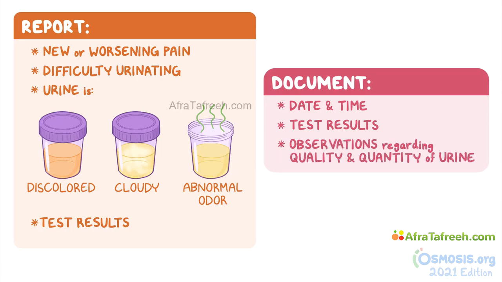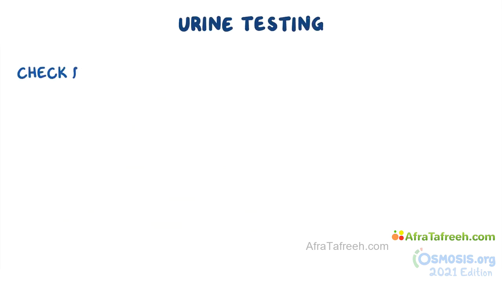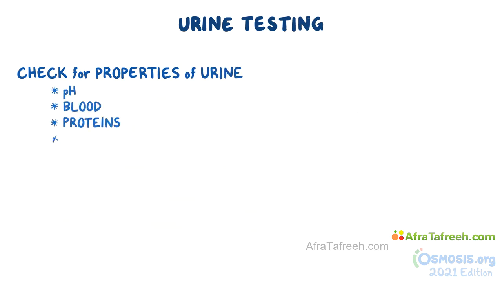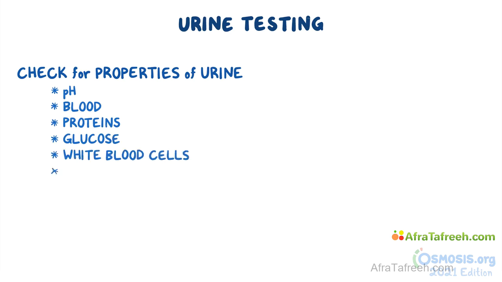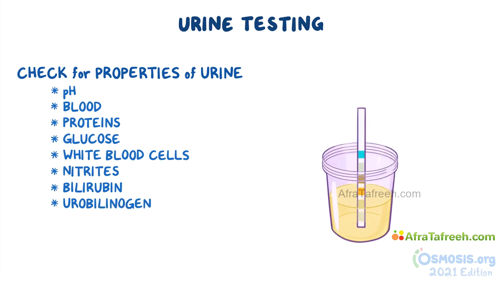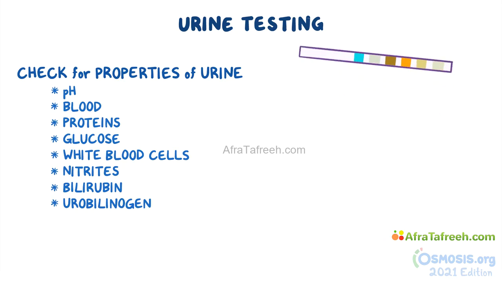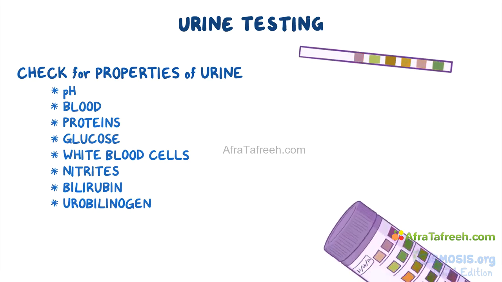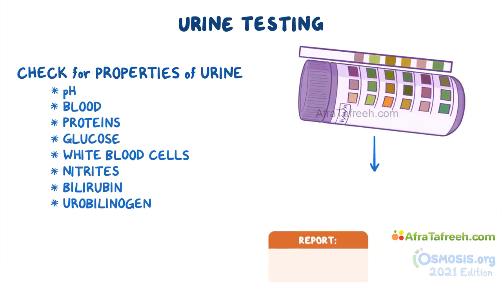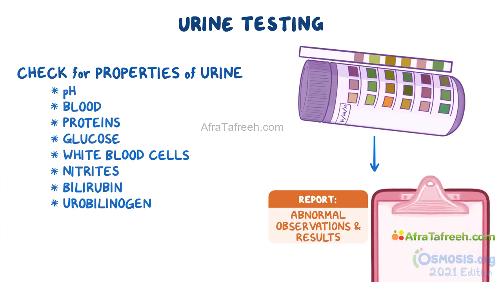Alright, as a quick recap, urine testing can be used to check for properties of the urine like pH and the presence of blood, proteins, glucose, white blood cells, nitrites, bilirubin, and urobilinogen. Reagent strips are dipped into a urine specimen and react with substances that can be found in the urine. This reaction causes the reagent strip to change color, and then the color is compared with a color chart. After the procedure, make sure you report any abnormal observations and results and leave proper documentation.